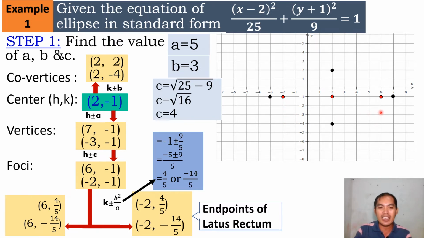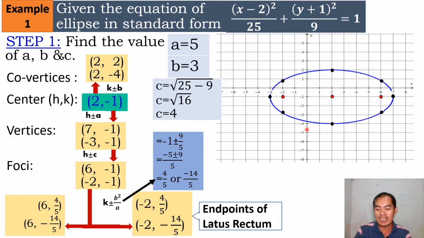And the endpoints of the latus rectum, we have 6 and 4 over 5, and negative 2, 4 over 5. We have 6, negative 14 over 5, and negative 2, negative 14 over 5. Then connect the ellipse using these black dots. Itong may black dots lang ang i-connect natin to form an ellipse. That's the ellipse of the given standard form of the equation.